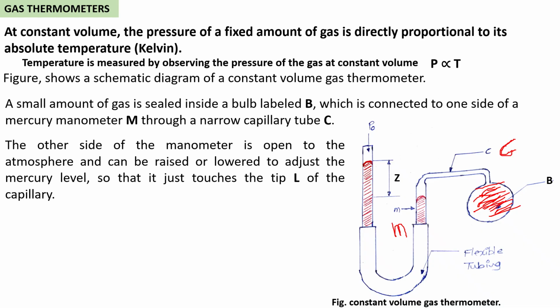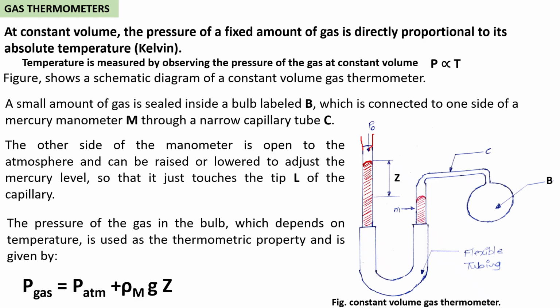And one more thing you have to observe from the diagram. The other side of the manometer is open to the atmosphere and it can be raised or lowered to adjust the mercury level, so that it just touches the tip capital L of the capillary. So observe in the diagram, the other side of the manometer is open to the atmosphere and the mercury level is raised or lowered by adjusting the pressure of the gas.